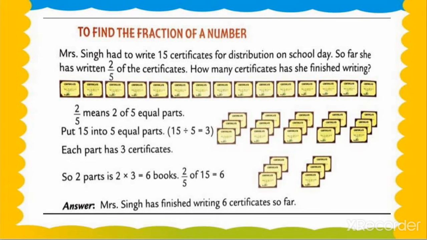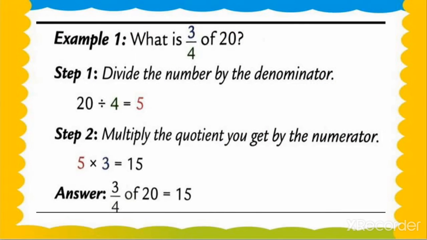Now we move on to example number 1. So let's check example number 1. What is 3 by 4 of 20? What is 3 by 4 of 20, my dear students? What to do here? First we take the 20. Here there are 2 steps. My dear students, now I am telling you one thing. Whenever we solve to find the fraction of a number, keep 2 steps in mind.